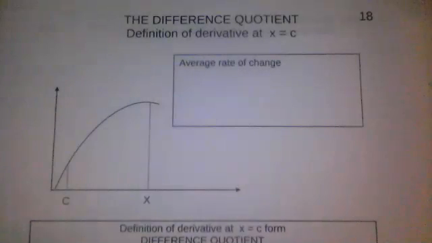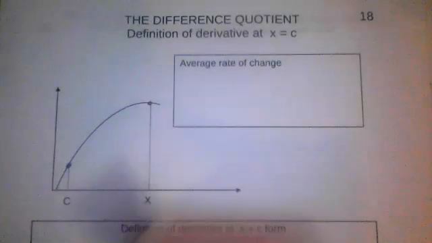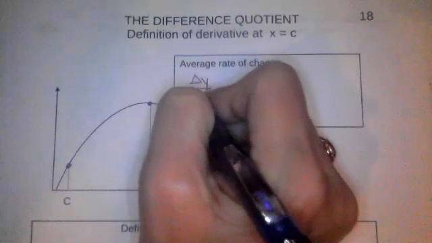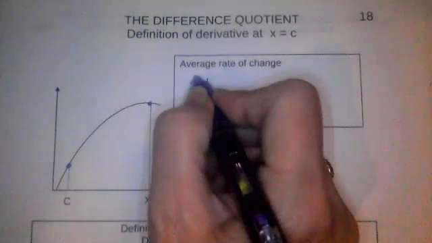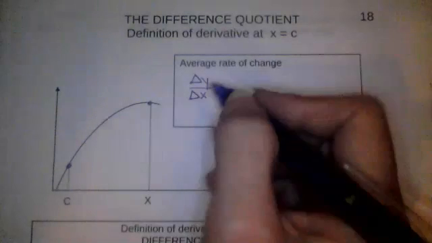So here's what we're going to do. We're going to first talk about the secant line, which is the average rate of change, which we're familiar with. So we know that the average rate of change is the change in y over change in x. This little triangle here means change or difference in y over difference in x.